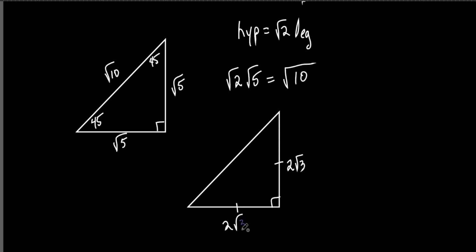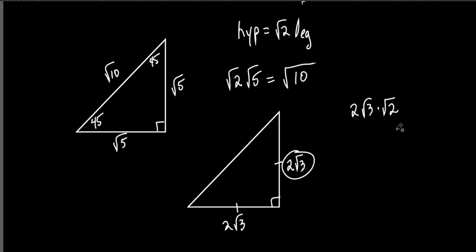So we got that part down, don't we? If you know one leg, the other is going to be exactly the same. What about this, though? The hypotenuse. Well, what do we do to find the hypotenuse? We just take this and do what to it? Square root of 2. That's right. So let's do the math over here. So it's 2 square root of 3 times what? The square root of 2.